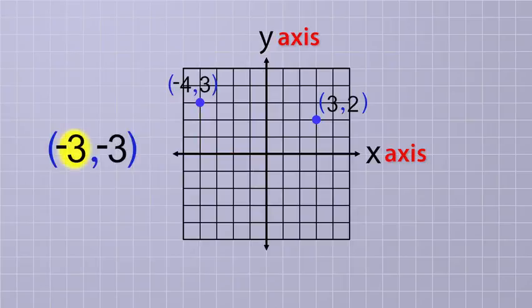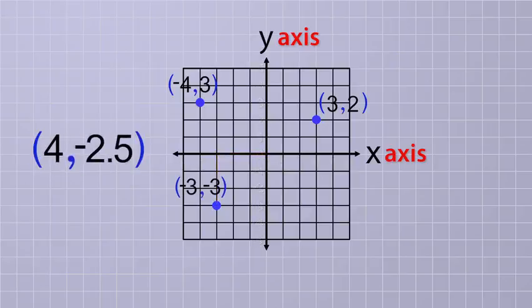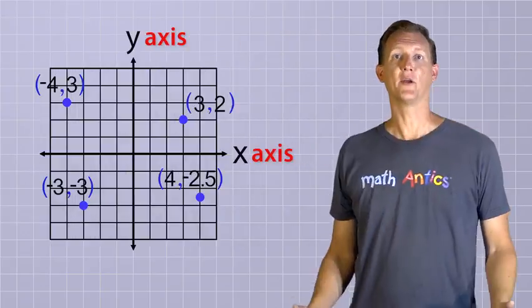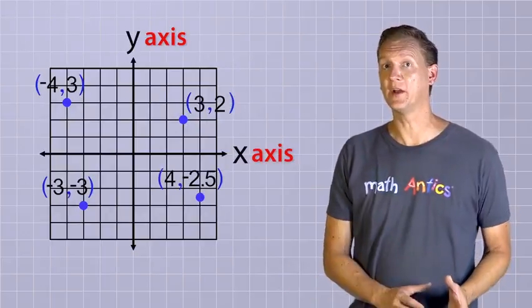Now, let's plot the coordinates -3, -3. In this case, x and y are both negative, so starting with a point at 0, 0, we move it 3 units in the negative x direction and then 3 units in the negative y direction. And last, let's plot the coordinates 4, -2.5. Starting at 0, 0, we move the point 4 units in the positive x direction and then 2.5 units in the negative y direction. Okay, so we've plotted 4 ordered pairs the easy way.